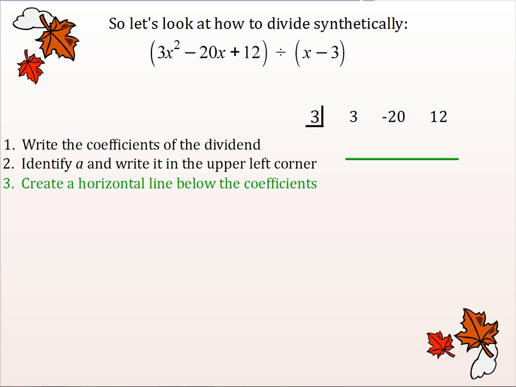Next, I'm going to create a horizontal line below the 3 coefficients. You might end up with lots more than 3 coefficients. That's okay. Just put a horizontal line below all of your coefficients. Make it long enough so that it'll fit. Write the first coefficient below the line. 3 was my first coefficient. I'm just going to copy it below that line.